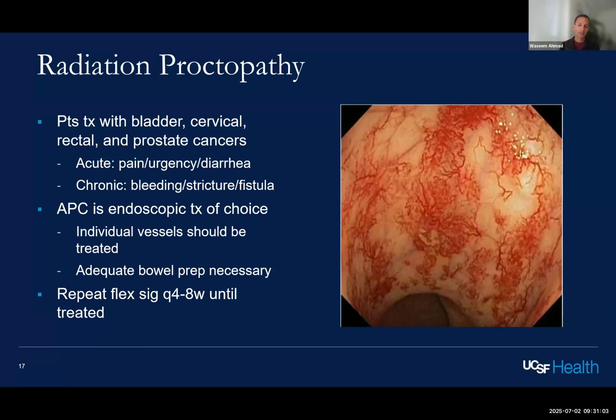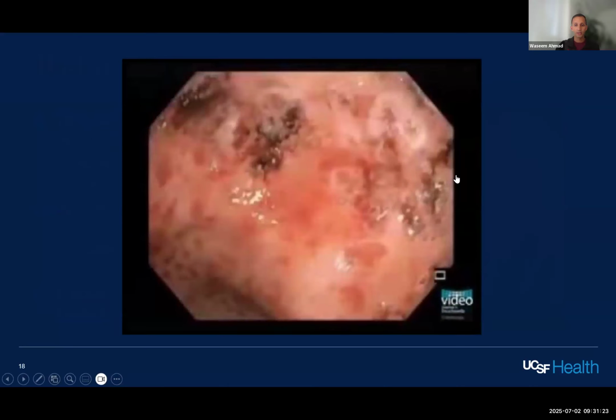Adequate bowel prep is necessary in APC. It is one of those situations where you do want to have as clean of a field as you can get. Sometimes even tap water enemas is enough to clear things out, but I would recommend at least giving something prior to considering APC for radiation.